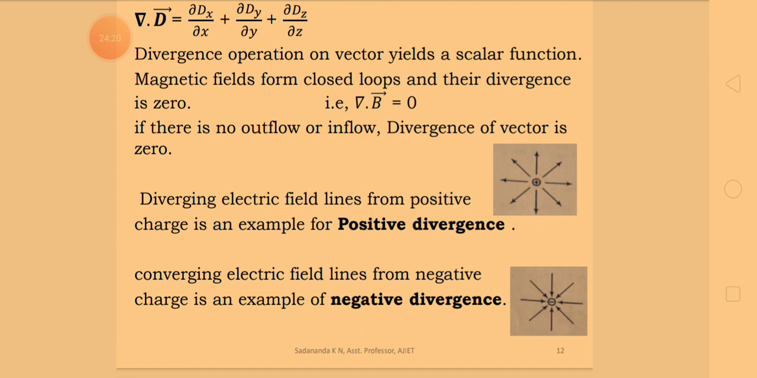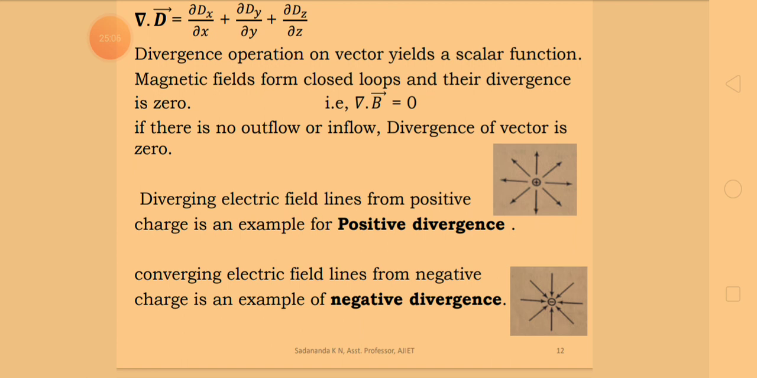You can think of the magnetic fields which form closed loops. Since they form closed loops, there is no divergence at all. Therefore, divergence is 0. Mathematically, I can write the divergence of B is equal to 0. Why? Because the magnetic fields form closed loops. Therefore, no divergence. We can understand that there is no diverging, it is not from a particular point that it is diverging or emerging. It is a closed loop. That is why the divergence of that particular field is 0.